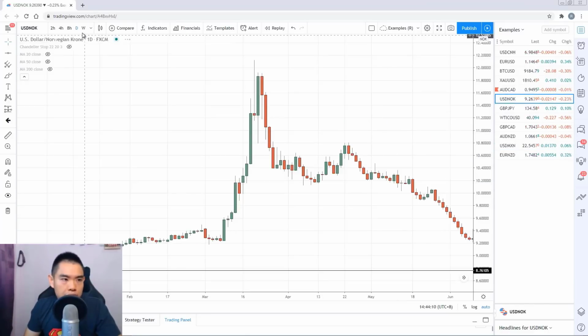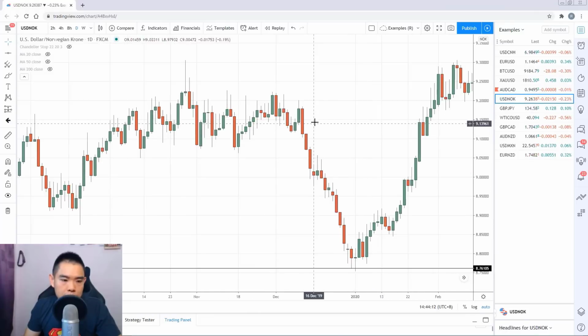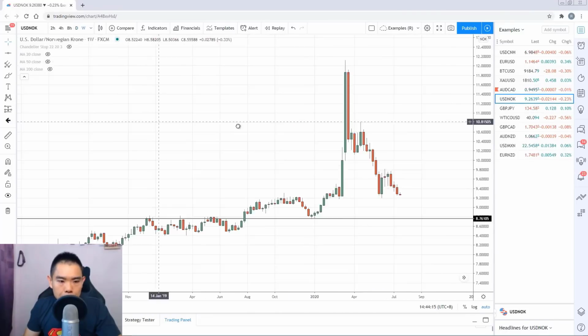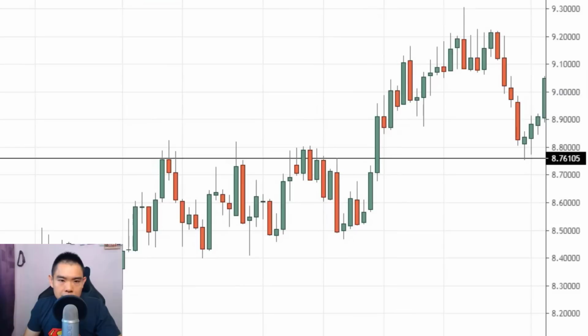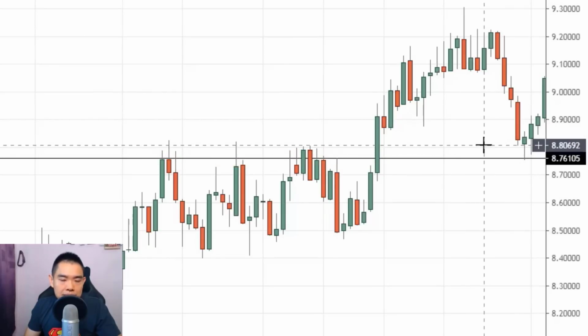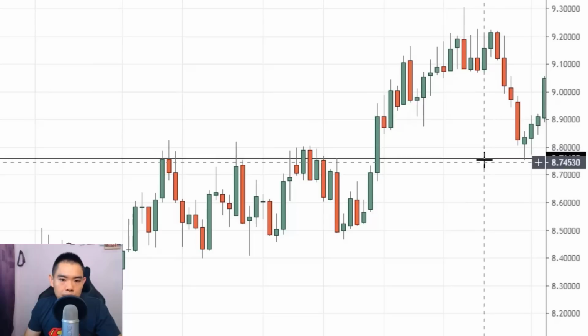First one over here, dollar against the Norwegian kroner. You can see over here, on the weekly time frame, price has come into this key area of previous resistance that could act as support. The break of structure here can be seen on the lower time frame, the 8-hour time frame. So remember this black line.